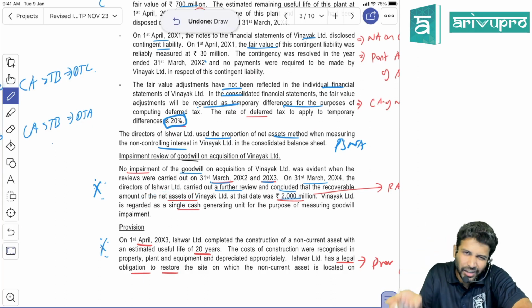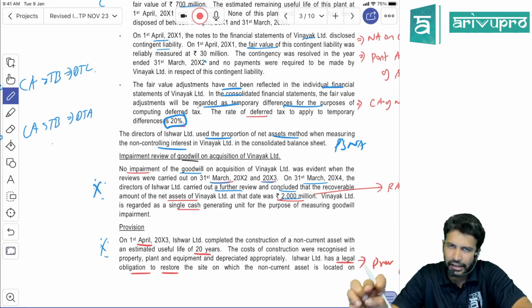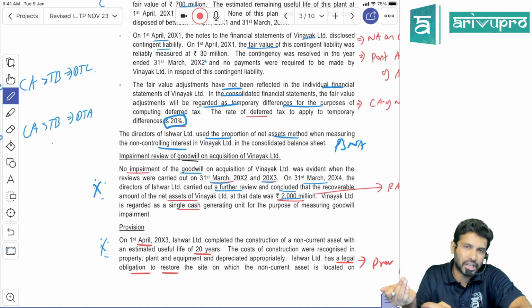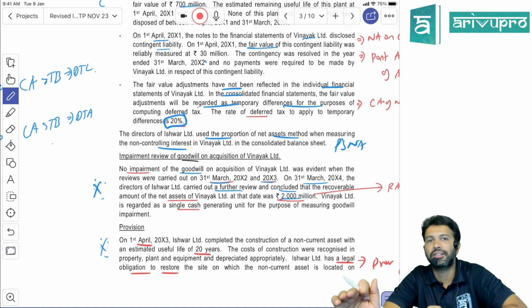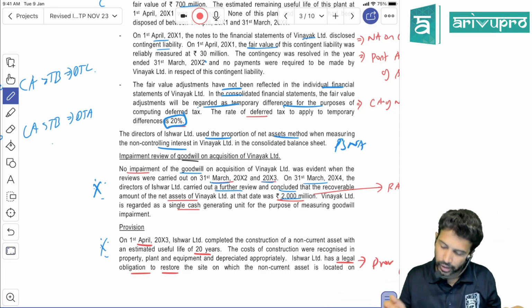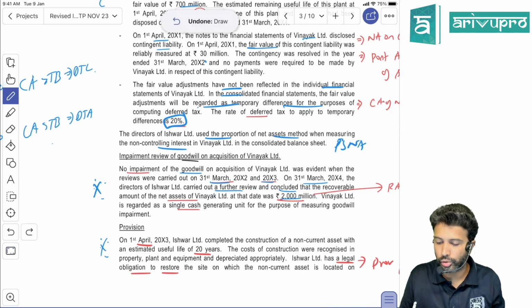So we find out the recoverable amount only if an impairment indicator is there, right? Anyway, for goodwill we have to find it, because goodwill does not generate independent cash flows. So the goodwill impairment check as per IND AS 36, you have to always do it on a CGU basis. So you have found out the recoverable amount of the CGU: 2,000 million.